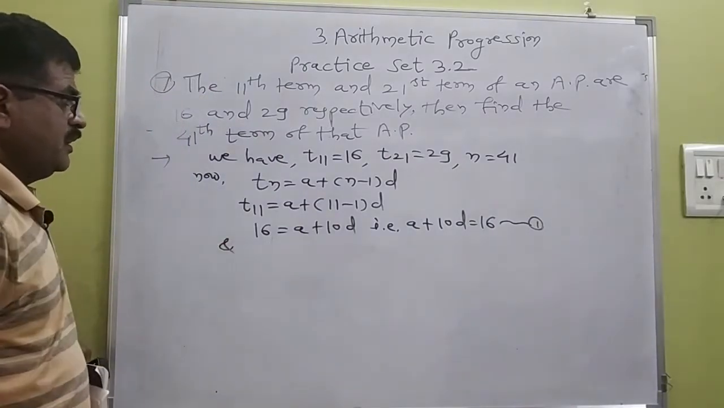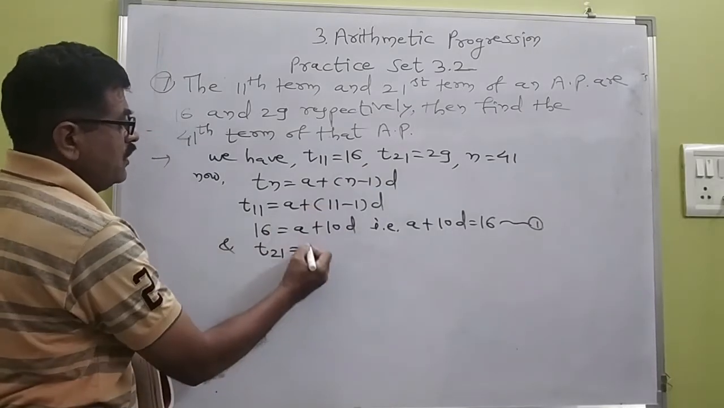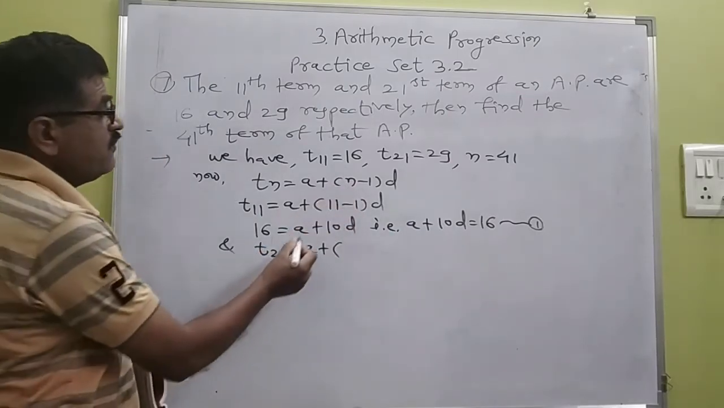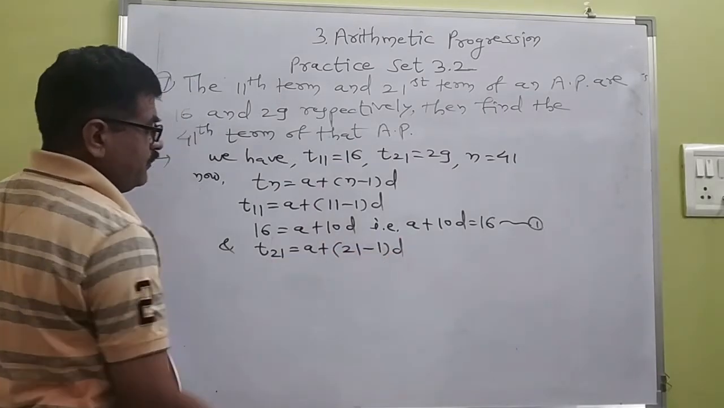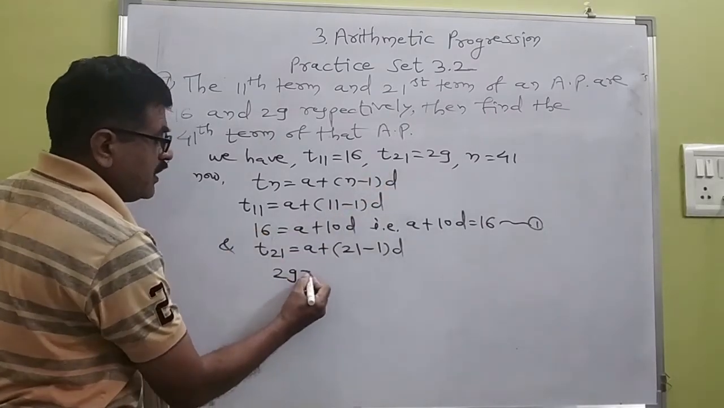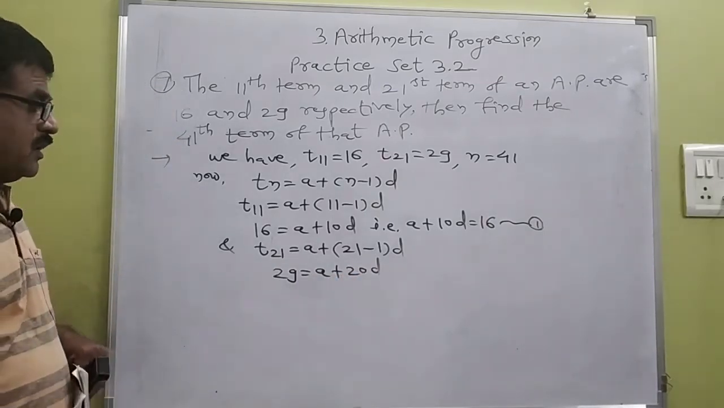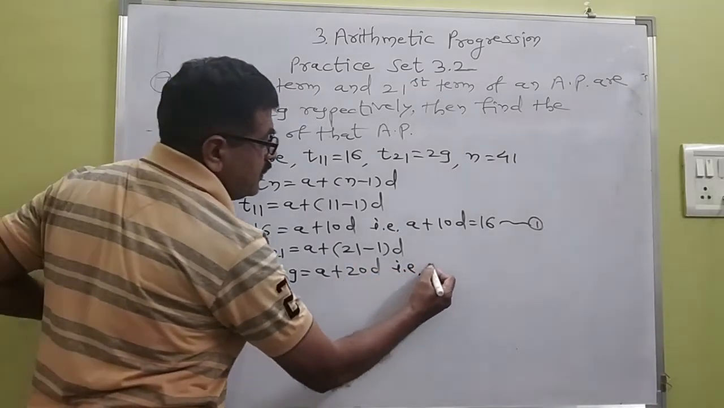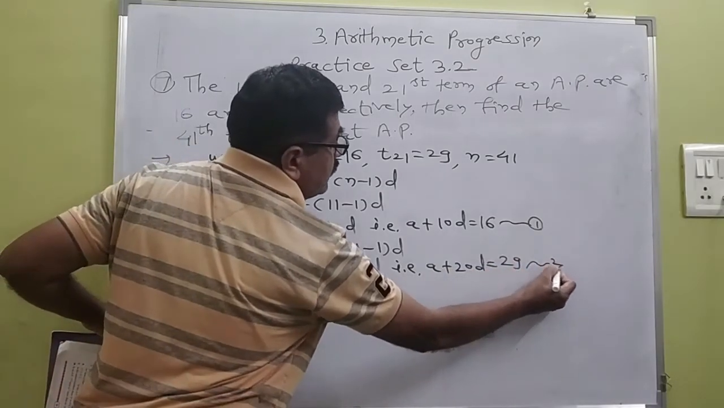And write down T21 is equal to a plus, now what is the value of n? 21. Therefore 21 minus 1 into d. Now the value of T21 is 29, which is equal to a plus 20d. That is, we can write this as a plus 20d is equal to 29. This is number 2.